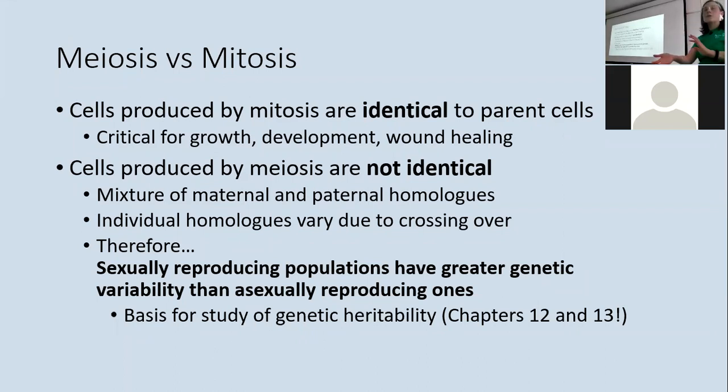It leads to patterns that we can observe. And it's the basis, this whole process of meiosis, crossing over, and independent assortment, for the study of genetic heritability, which is basically all of chapters 12 and 13. As we go through chapters 12 and 13, we're going to keep referring back to crossing over, independent assortment, and the effects that has on the genes you inherit, the genes you pass on, the genes you express, things you don't show. All of that sort of stuff.